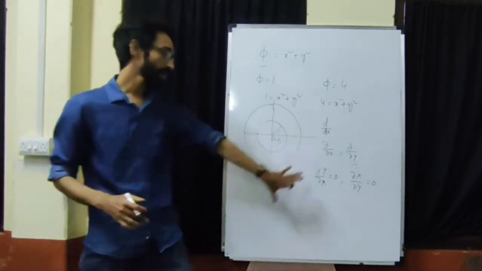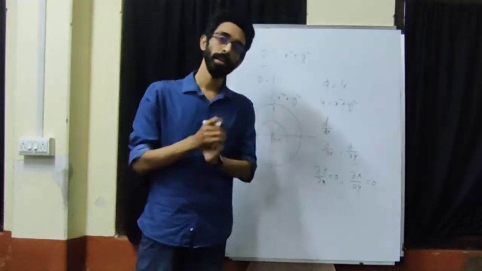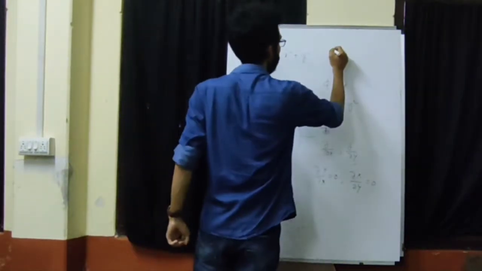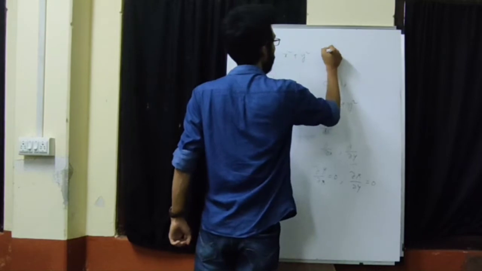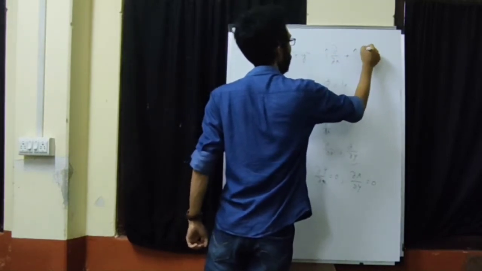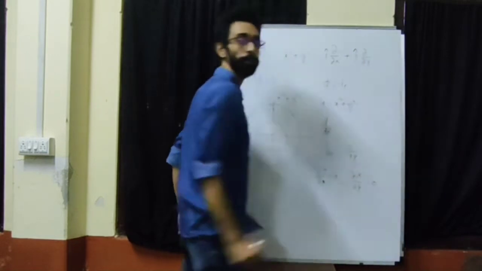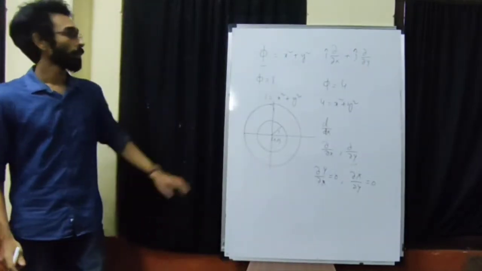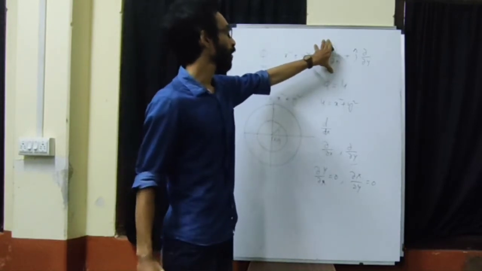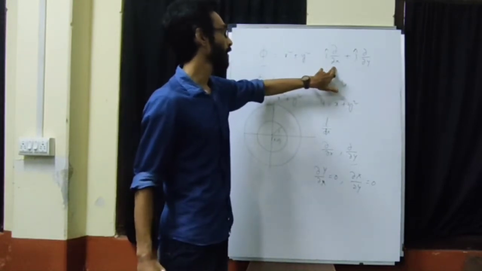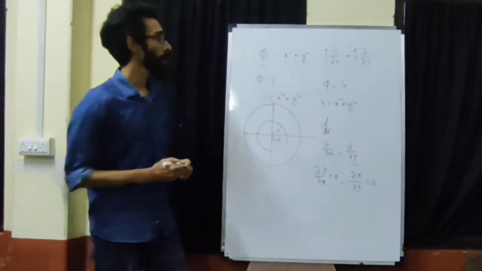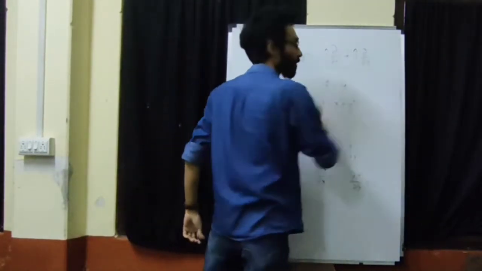Now let us define a derivative operator. Rather than defining a scalar derivative operator, we will define a vector derivative operator. We will call this i cap del x plus j cap del y. So this is an operator. The x component of this operator is del x and the y component is del y. But this itself is not a vector quantity.